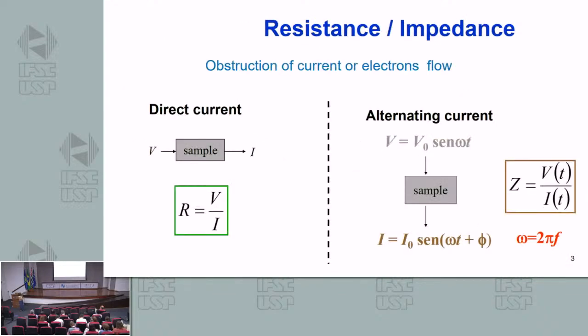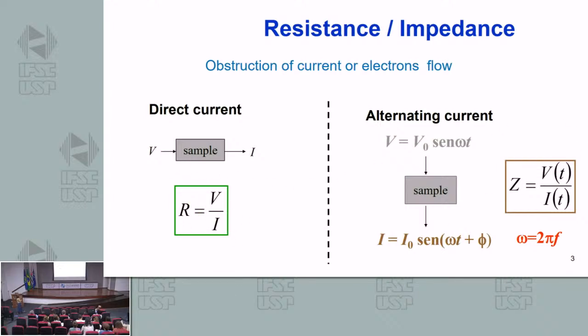So then let's look: what is the obstruction of the electrical current or electron flow? When you have a sample, which can be a metal, a ceramic, or a semiconductor, if you apply an electrical voltage, an electrical potential, you will measure an electrical current. And the resistance of your sample is the ratio between V and I. It's Ohm's law, so very simple.